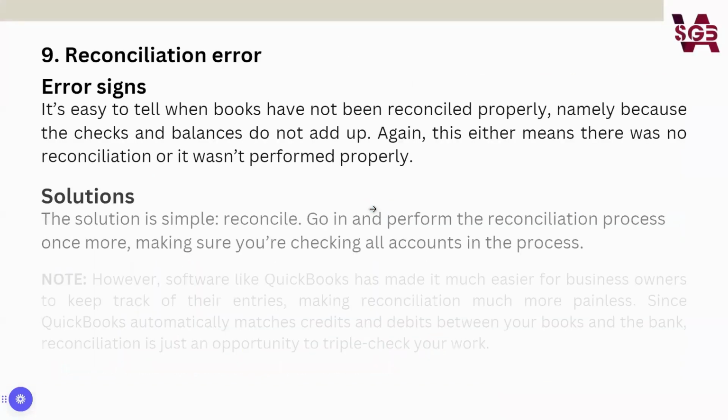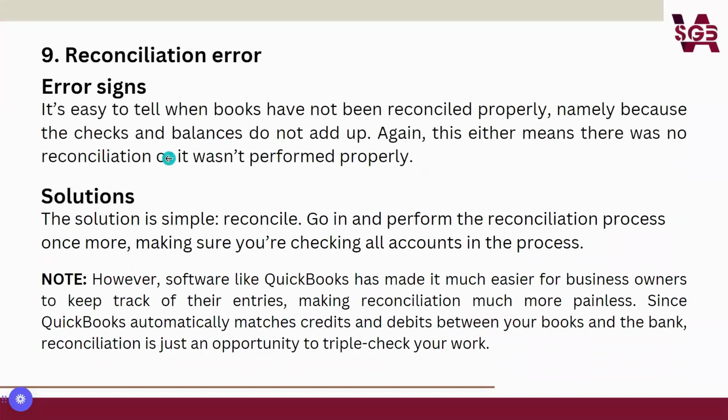Ninth type of error is reconciliation errors. It's easy to tell when books have not been reconciled properly, namely because the checks and balances do not add up. Again, this either means there was no reconciliation, or it wasn't performed properly. The solution is simple. We have to reconcile. So go in and perform the reconciliation process once more, and make sure you're checking all accounts in process.